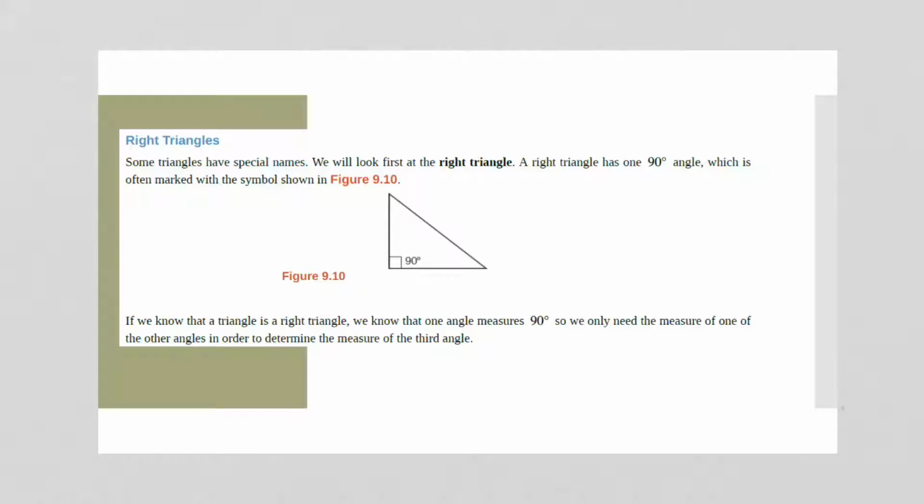Okay, so a right triangle is a very special triangle. It only has one 90-degree angle in it. The other two are less than 90. Or, if you want to think about it this way, this is 90, so this plus this have to add up to be 90. Because remember, all three of them together add up to be 180 degrees.